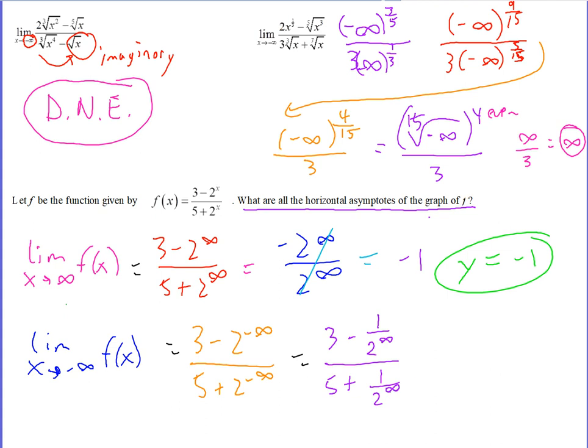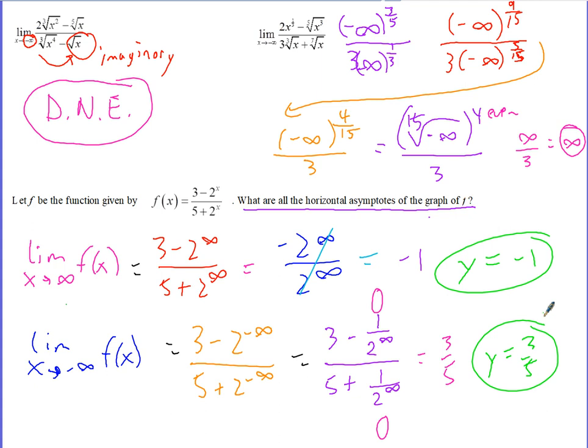So 1 divided by 2 to the infinity, since those are so huge, both of those are 0. And notice the 3 and the 5 are actually much larger than those. So that's what matters. So on the other side, as x approaches negative infinity, we get a different horizontal asymptote, y equals 3 over 5.